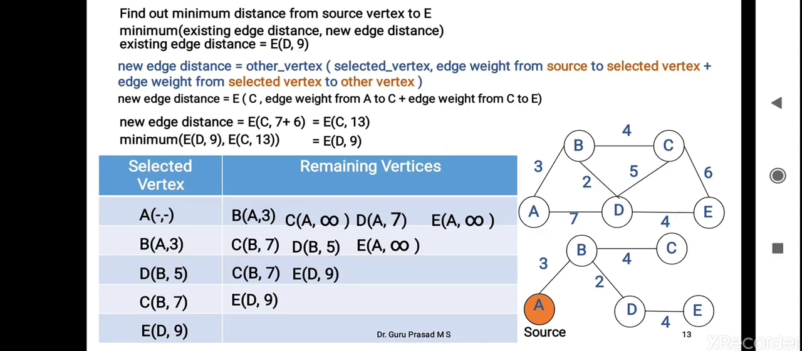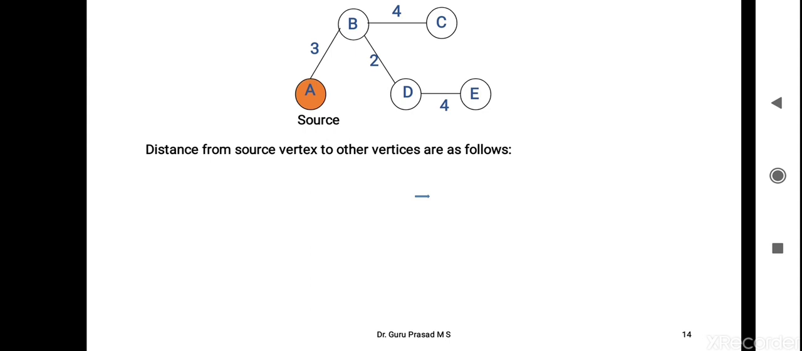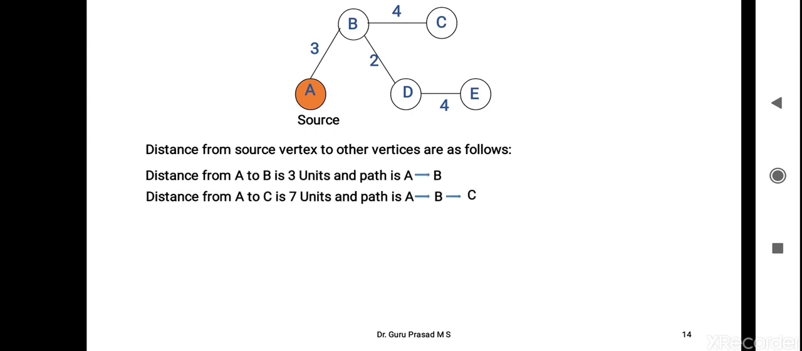Now in the selected vertex column, you can observe all the vertices are considered. So it terminates the algorithm. Now the distances from the source vertex to all other vertices are as follows. The distance from A to B is 3 units and the path is A to B, direct edge. The distance from A to C is 7 units and the path is A to B 3 plus B to C 4, 3 plus 4, 7. The path is A to B, B to C.